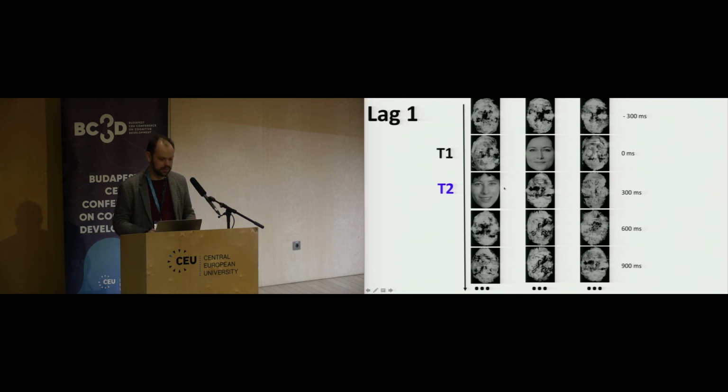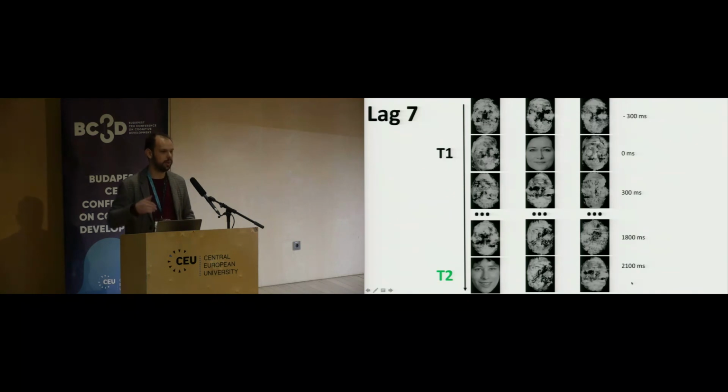So the second face can appear just after the first one. Those are the lag 1 trials. It can appear left or right. Or it can appear at lag 3, that is the third picture after the first face. In this case, they appear around 900 milliseconds. And again, they can appear left or right.